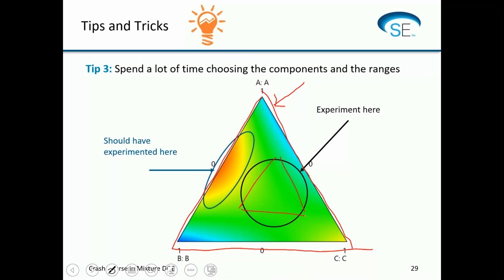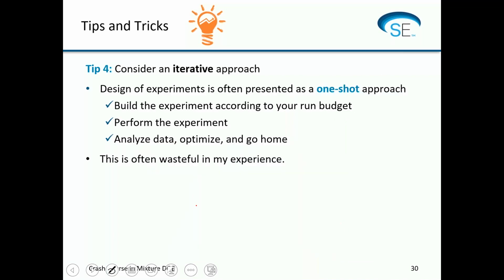When in reality, of course, we don't know this, but what we should have done is maybe we should have had a design that looked something like this, where we could have had a chance to detect this edge here, this red area in the edge here. So again, it's really figuring out where to experiment. In my experience, that's where 90% of the success comes from, is getting those bounds correct.